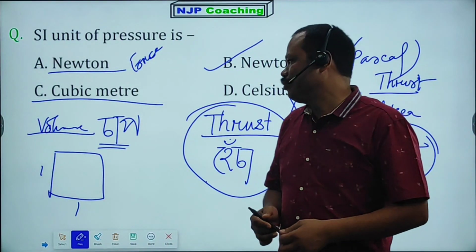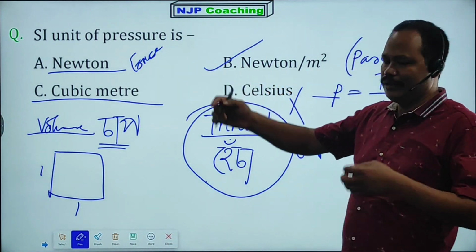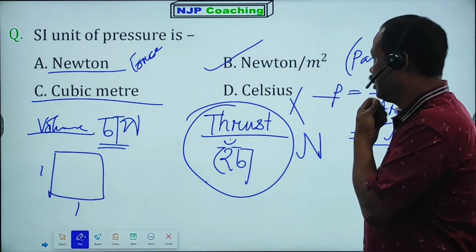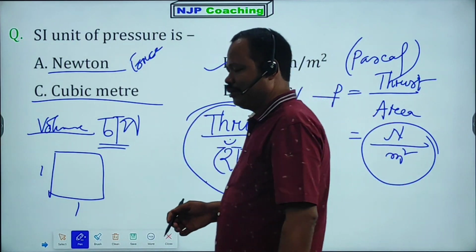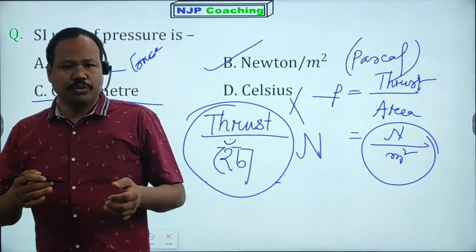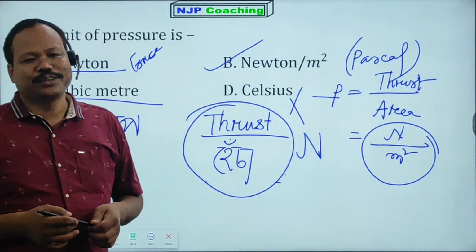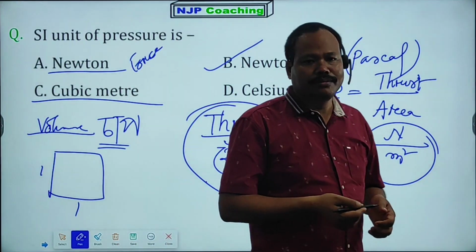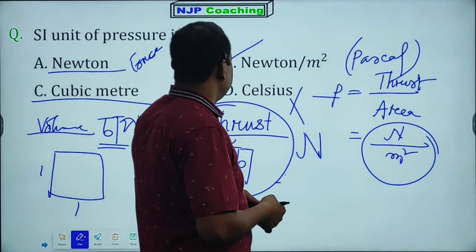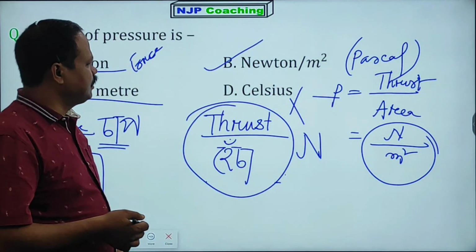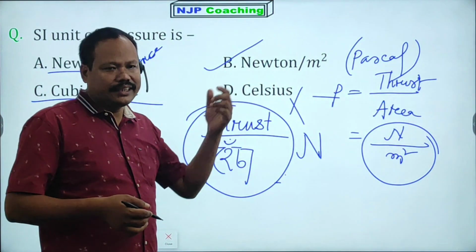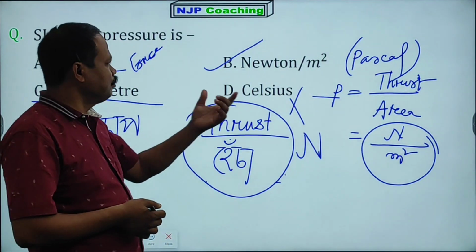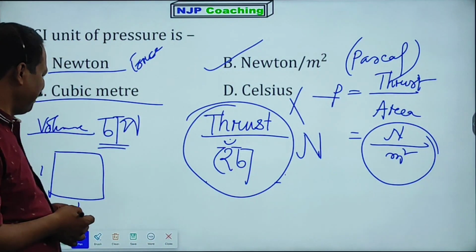So, among these options, there are 3 SI units: Newton, Newton per meter square, and cubic meter. Newton is the SI unit of force. Newton per meter square is the SI unit of pressure. Cubic meter is the SI unit of volume. And lastly, Celsius. This is a unit, but this is not an SI unit. This is a unit of temperature. Okay.